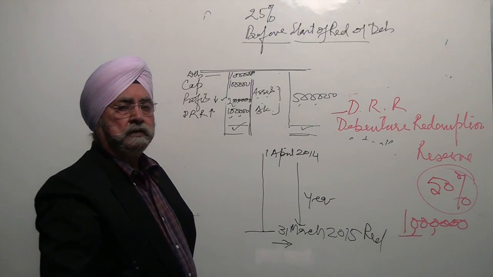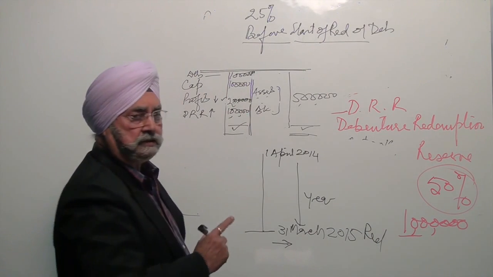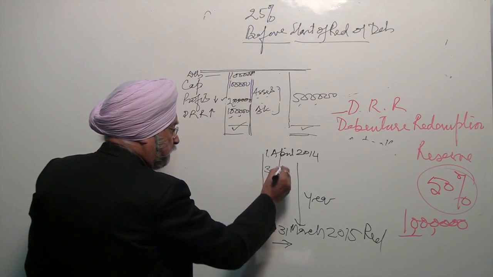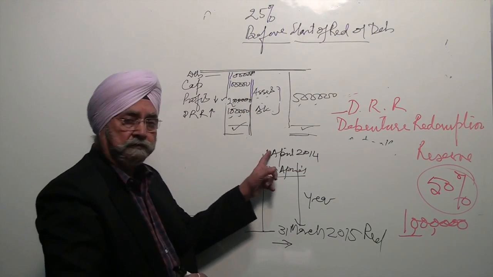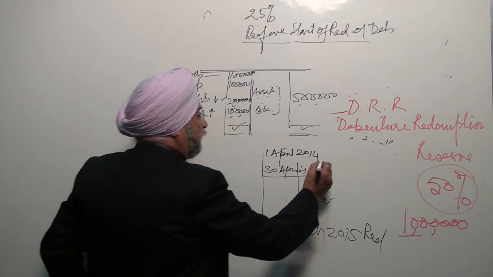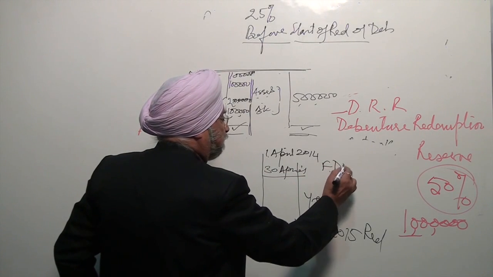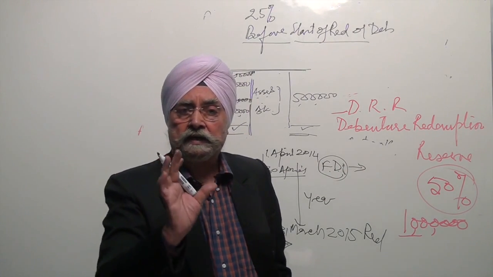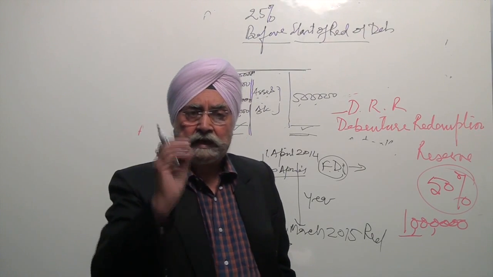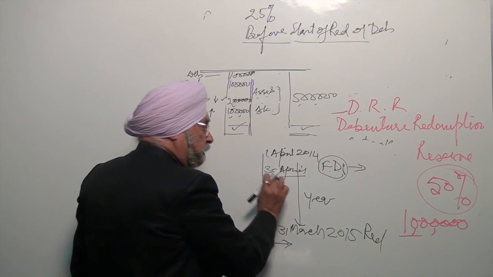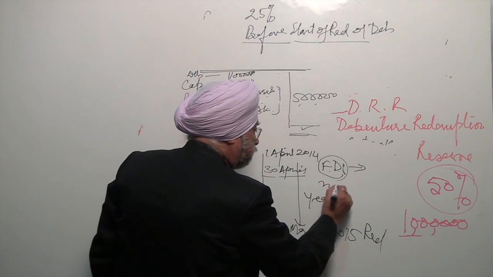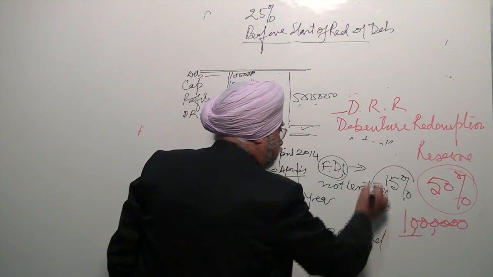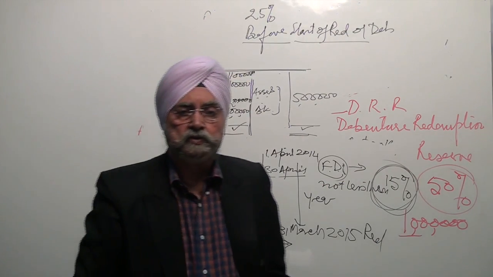And Part C of Rule 18, sub-rule 7 says that every company, before 30th of April, the date has been given in the rule, will have an FD, a fixed deposit, or other unencumbered investments. Unencumbered investment means free investments. Must have an FD on or before that date. How much? Not less than 15% of the amount to be redeemed on this date.